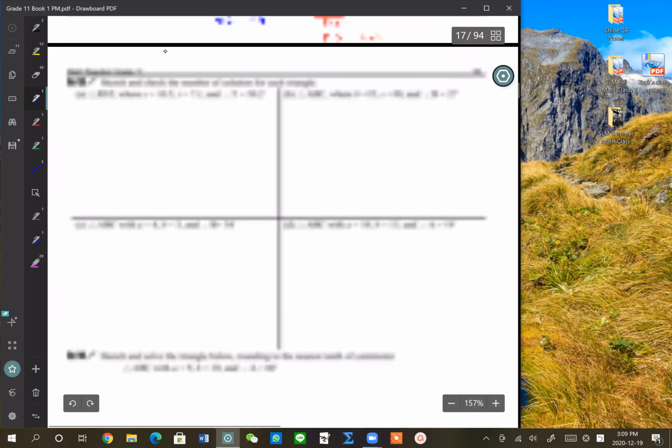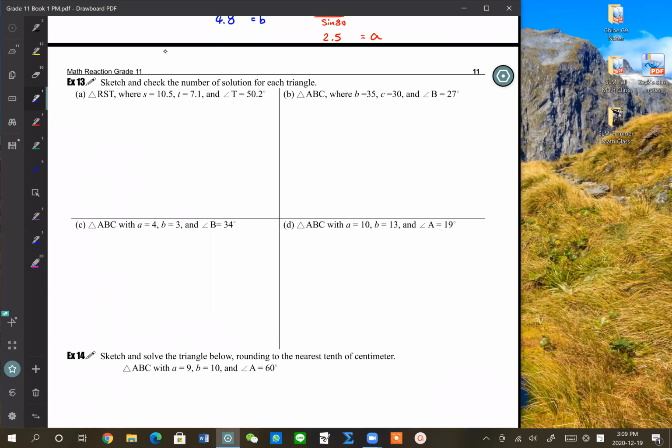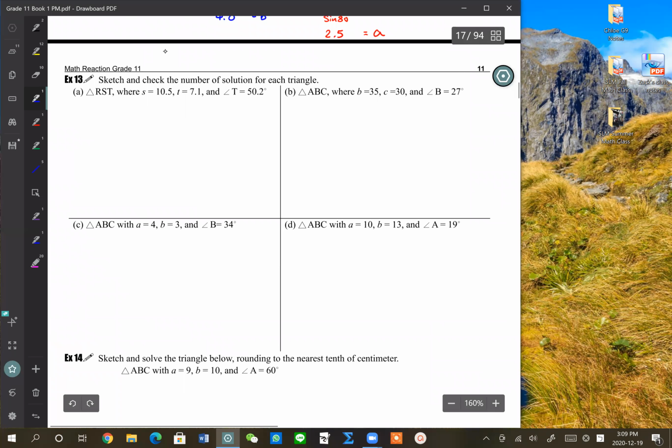So question 13. It asks you to sketch, right? Because the way we learned it, we always put the angle on the left corner, right? So we'll draw the same way. The angle that they give you, you put it on the left corner. Then it's easier for you to match the cases, okay? So after sketching, we need to find out the number of solutions.